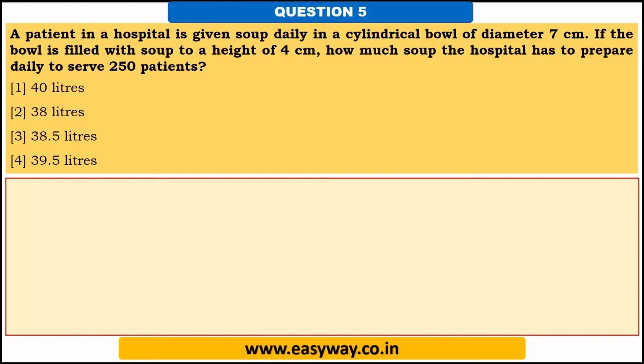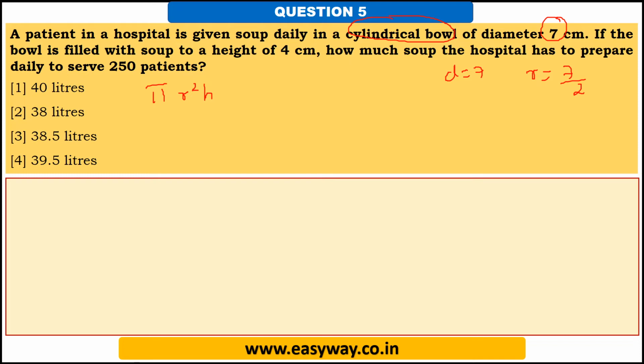So first we'll find out the volume of the soup given to one patient, and then we'll multiply by 250. Okay, so how do we find out the volume of a cylindrical bowl? Volume of a cylindrical bowl is nothing but pi r square h. Now what is r here? Your diameter is given as 7 cm. So radius will be diameter by 2, that is 7 by 2.